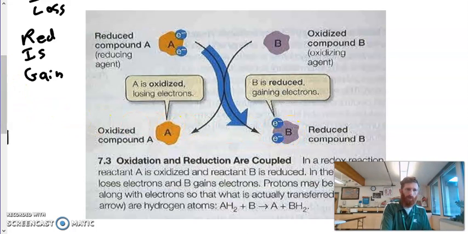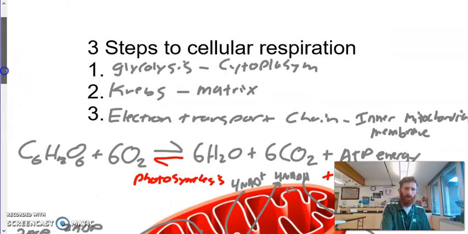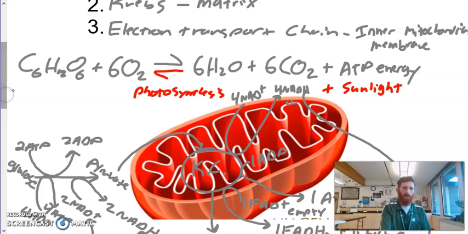Okay? So now where do we see this with cellular respiration? Well, we can go back to here and look at our life equation, right? And so C6H12O6, our sugar, that's going to be broken down. That's going to lose its hydrogens. It's going to lose its electrons. So this is going to be oxidized, right?